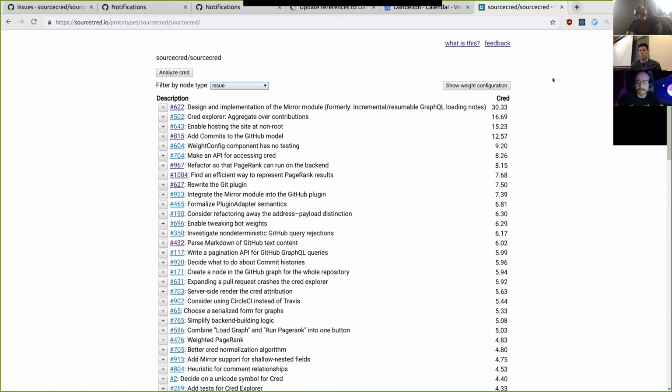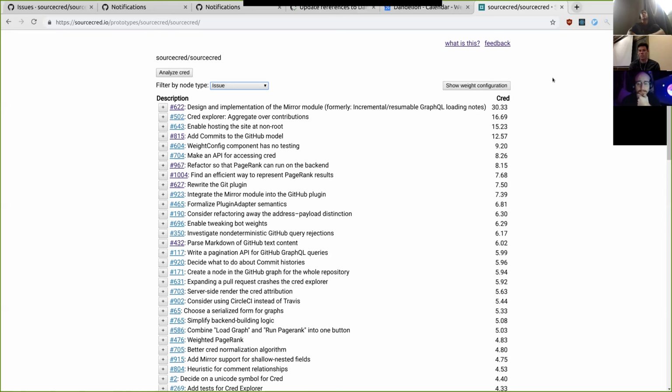Okay. But if we think about it from the heuristic standpoint, let's say that we wanted to have a slider and we could change the weight on every issue that was tagged hard. It's not clear if the way that we should do that is by putting a high weight on the label node. So we could have a label node that points to every issue that is labeled, and then the label node could flow cred to every issue that got the label.